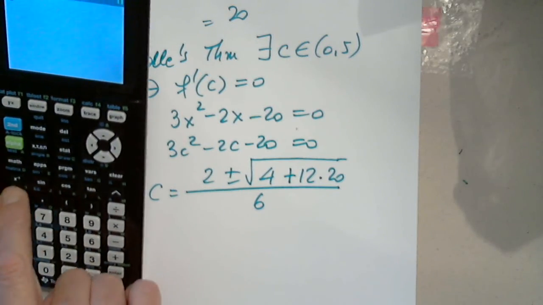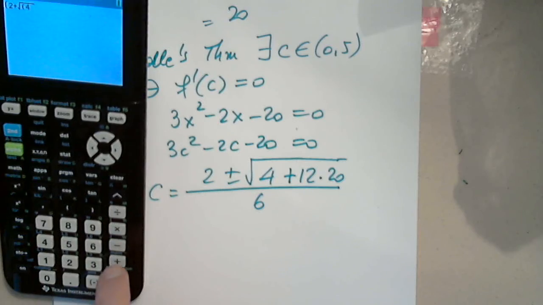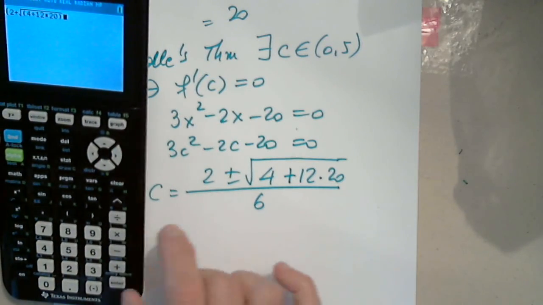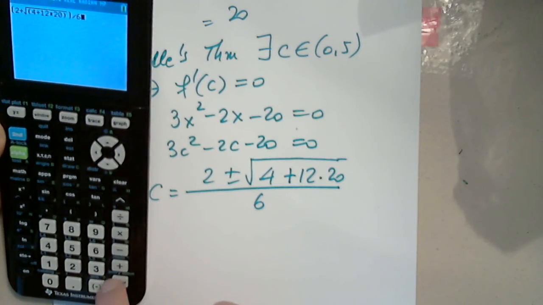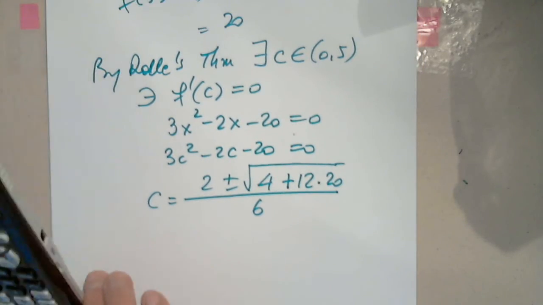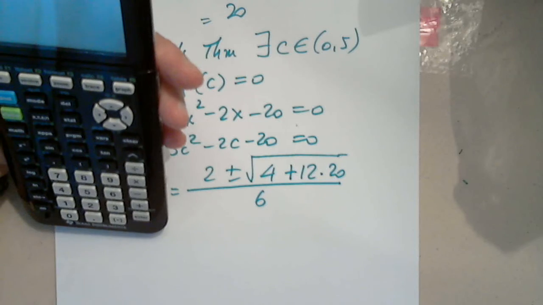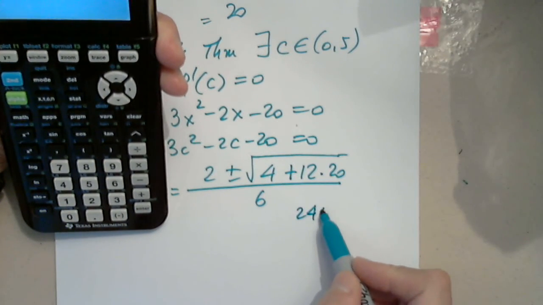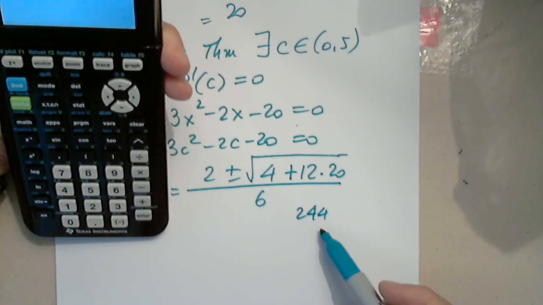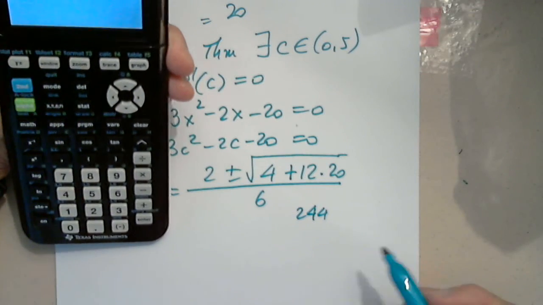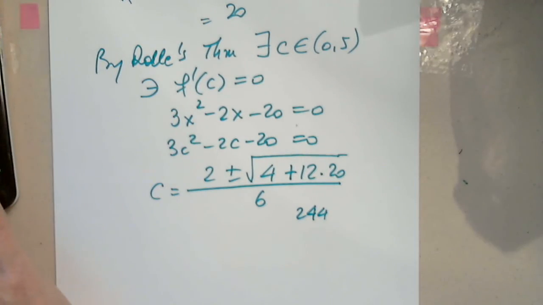2 plus the square root, in parentheses, 4 plus 12 times 20. I could have done that myself. Close the parenthesis and divide by 6. So I get that C. Now, if they want it as an exact answer, maybe I should stop for a moment. If they wanted the answer as exact, which is very possible, what is this? So this is 244. And 244, if I divide it by 4, it's 61. Okay, yes, probably they want the exact answer.